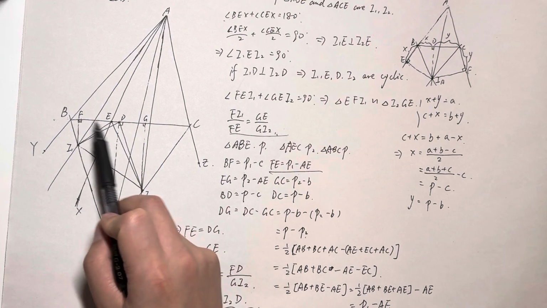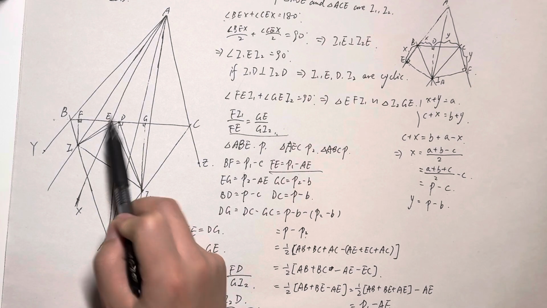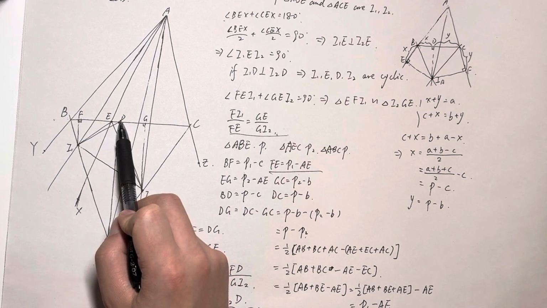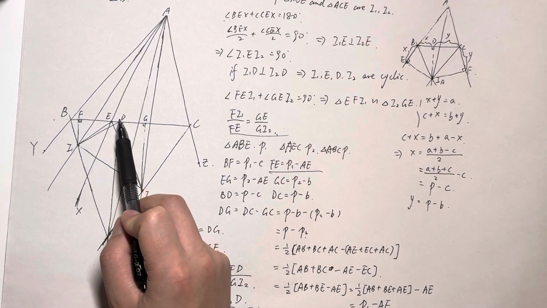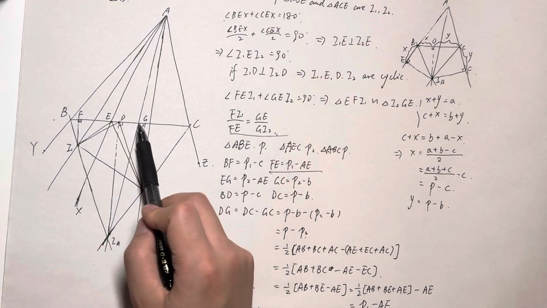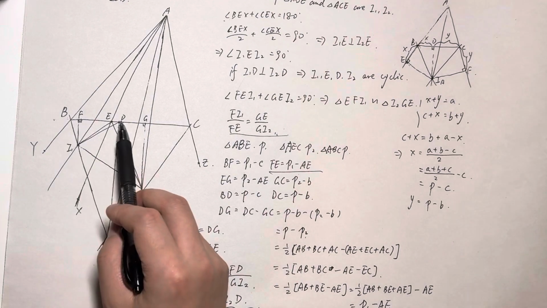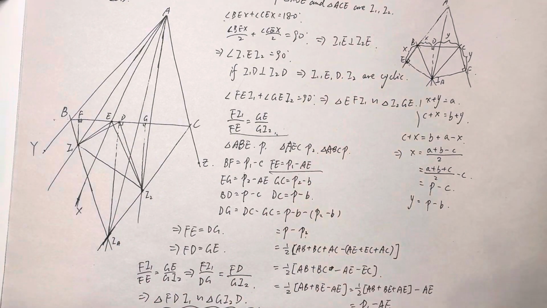And we can easily find the length of FE, but we don't know the length of FD. So we want to calculate FD or DG. And once we calculate DG, we notice that it equals FE. Then we know that FD equals EG. Then everything becomes clear.